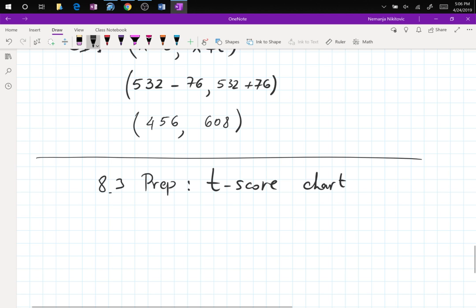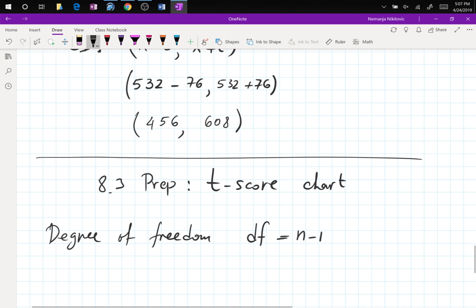Now, t-score is different, guys. We are going to have something that is called the degree of freedom, right? Degree of freedom will always be one number less than your sample size n. So we start with degree of freedom, denoted as df in your chart. And df is equal to n minus 1.